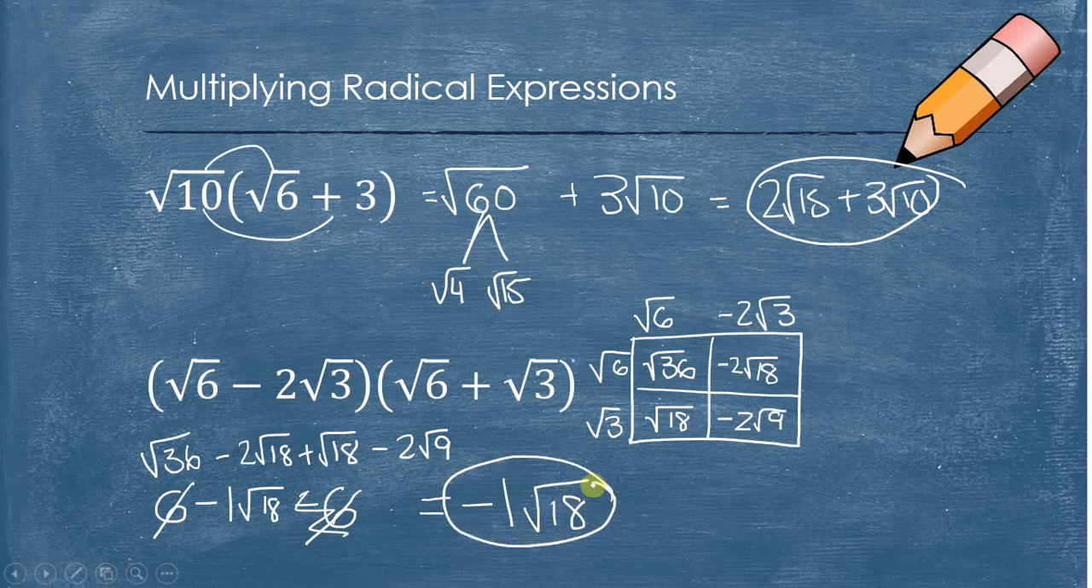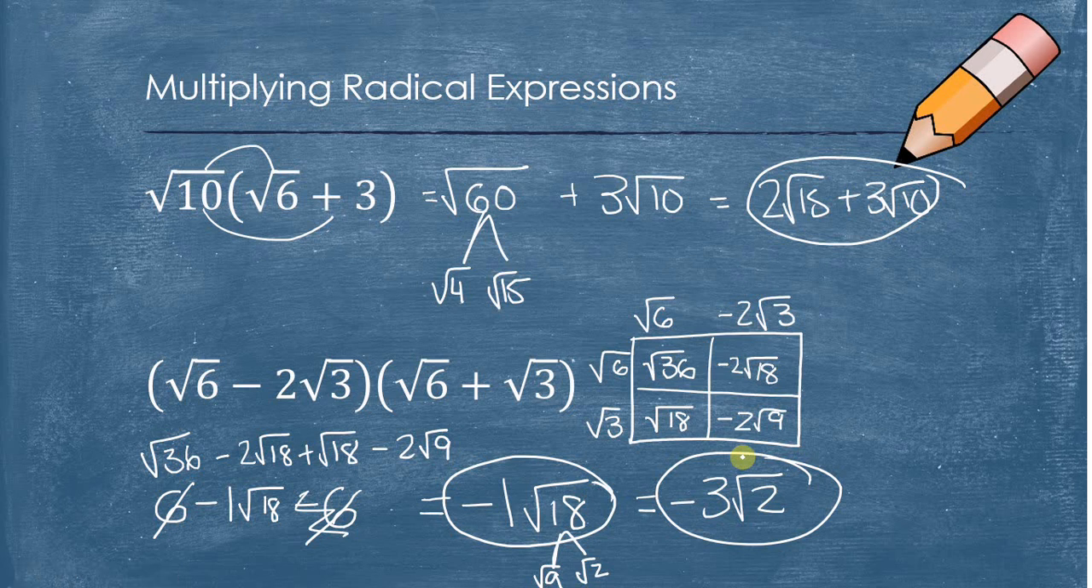Those are the longest ones. Those take the longest to work out just because of all the breakdown. We also need to break down the square root of 18. Almost forgot about that. So we would have square root of 9, square root of 2. So I would have negative 3 square roots of 2. All right?